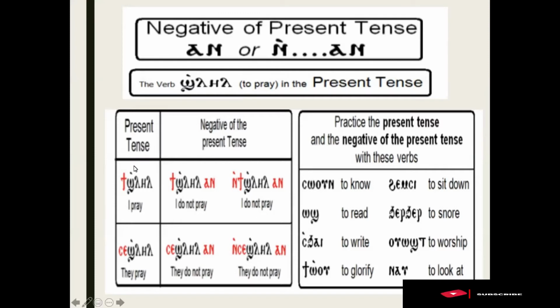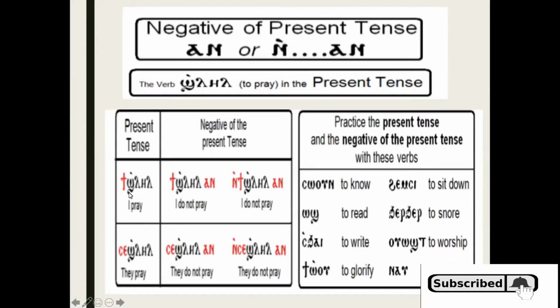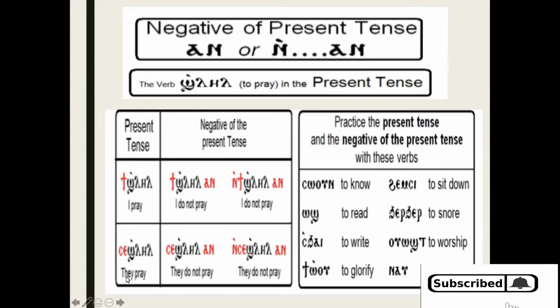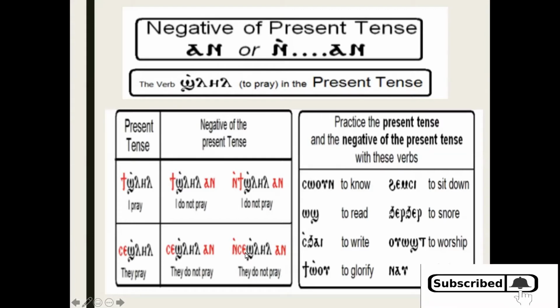If we practice with ishlil, if I want to say I pray, I say ti ishlil. But if I want to say I do not pray, I say ti ishlil on, or I say in ti ishlil on. If I say they pray, I say se ishlil. If I want to say they do not pray, I can say se ishlil on, or I can say in se ishlil on. You get it?